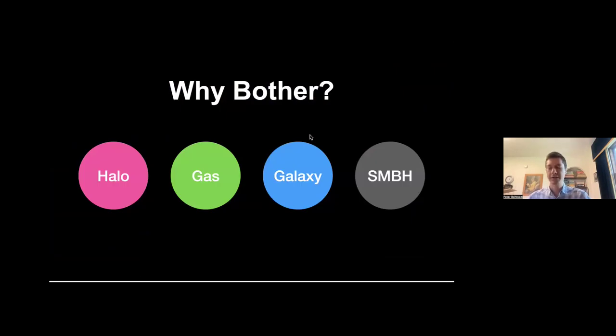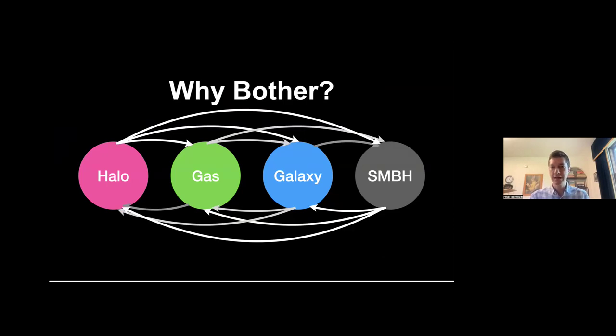Okay, and so just as a quick motivation, why bother? Why bother thinking about clustering of galaxies and supermassive black holes? Well, here I have all the components that we usually think about: halo, gas, galaxy, and supermassive black holes. And I've drawn arrows for every physical process that links the four of these things together. What you'll notice is that there's an arrow connecting everything to everything else in both directions. And so literally, if we don't think about what the halo is doing to the gas in the galaxy and the supermassive black hole, then we're ignoring the effects of half of the physical processes at play in shaping galaxies and supermassive black holes.